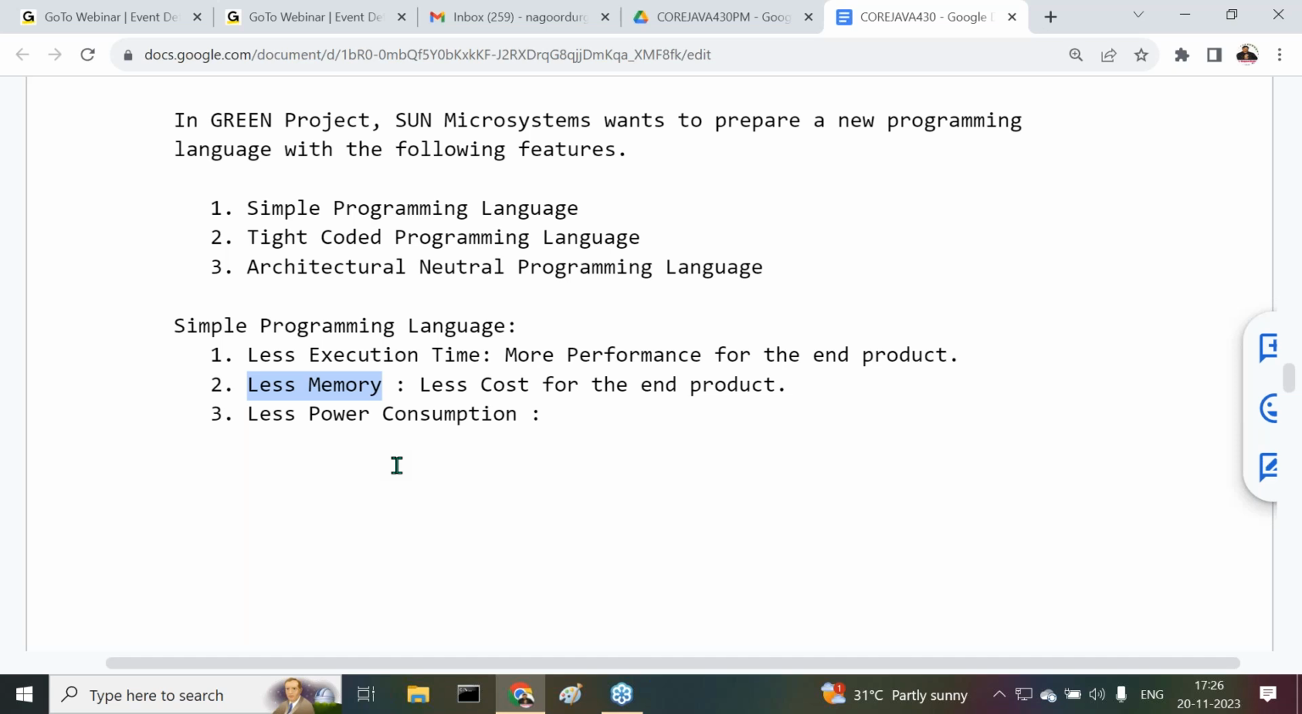All of you get my point or not? Okay, fine. Got it clearly? Two points were given there. One is less execution time. Less execution time will provide what advantage? More performance for the end product. Less memory provides what advantage here? Less cost for the end product. Fine. Let's come to the next point. What is this next one? Can you tell me? Less power consumption.